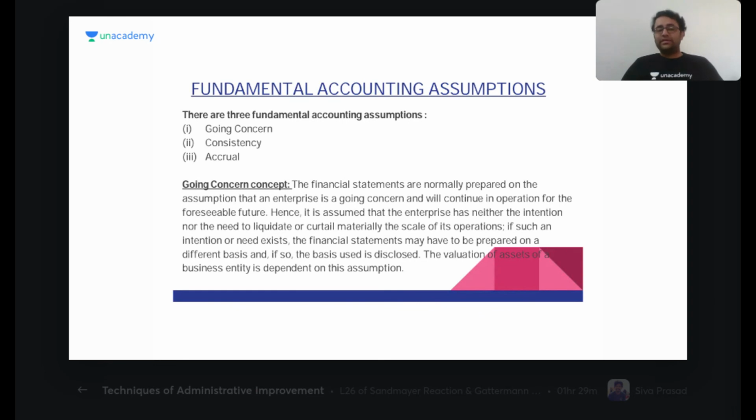Now, what are the three fundamental accounting assumptions? Going concern, consistency, accrual. Now, what do we mean by this? Have we heard of these terms somewhere? Can anyone tell me what a going concern concept is before I get into it? I will explain it to you, but let me know your understanding of the going concern concept. Can anyone tell me what a going concern concept is? Aryan, लगातार चलना. Can you explain that? No end. Can you explain that a little further?